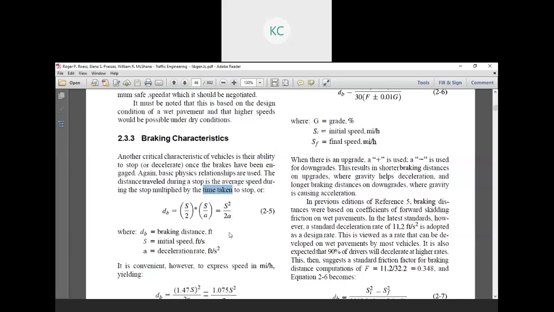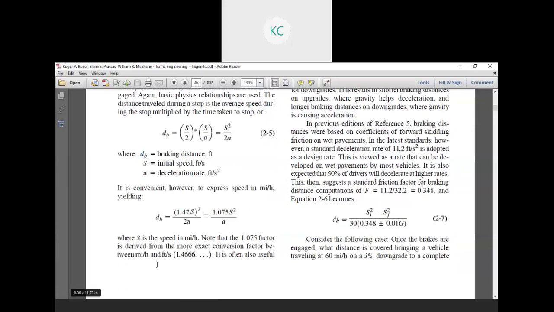So what is the acceleration rate? It is what happens when a driver applies the brake to a vehicle at a particular speed: the time taken by the vehicle to stop at that particular location gives the deceleration rate. So the equation is d_v is equal to s square upon 2a, where d_v is the braking distance. The braking characteristic is used in sight distance, SSD as well as OSD, where SSD is the stopping sight distance and OSD is the overtaking sight distance.